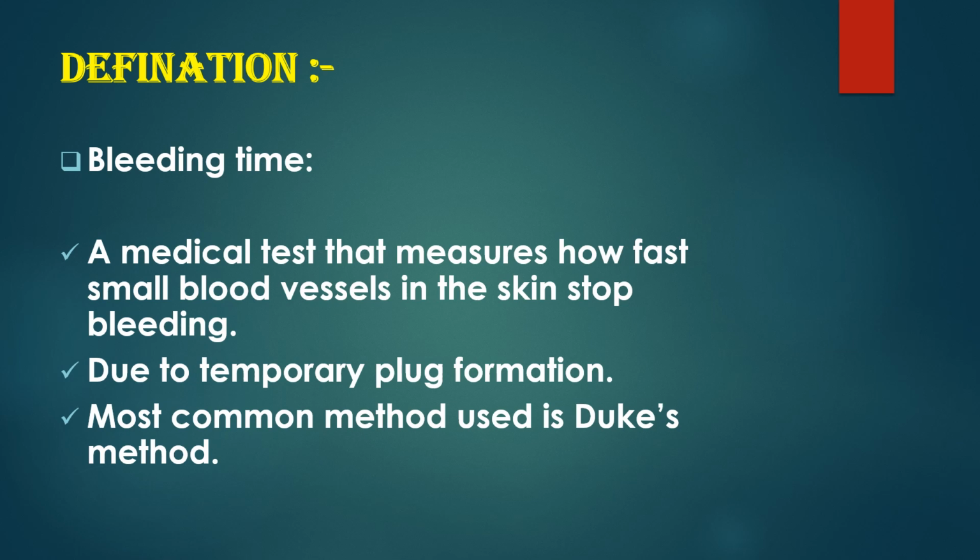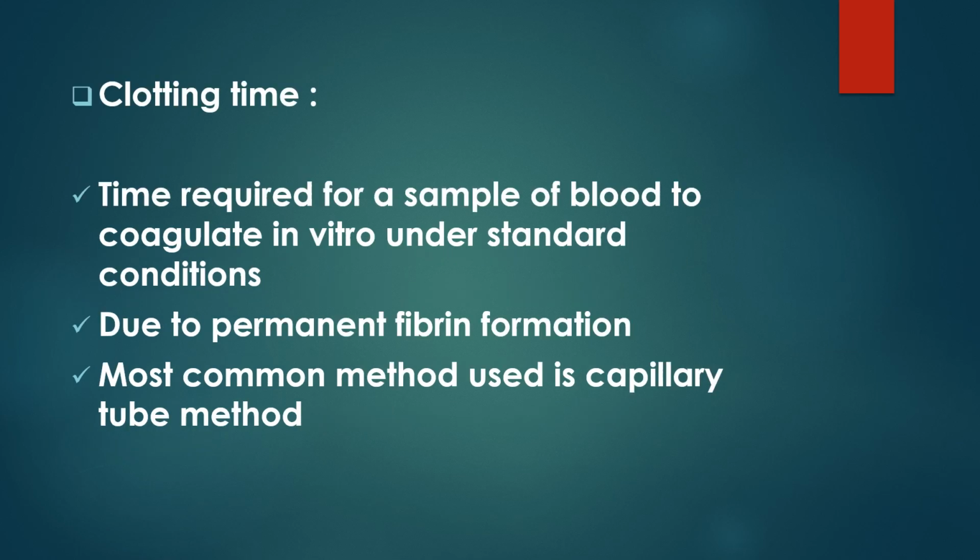It is a medical test that measures how fast small blood vessels in the skin stop bleeding, and it is due to temporary platelet plug formation. The most common method used is Duke's method. And what is the definition of clotting time? It is the time required for a sample of blood to coagulate in vitro under standard conditions, and this is due to permanent fibrin formation. The most common method used is the capillary tube method.